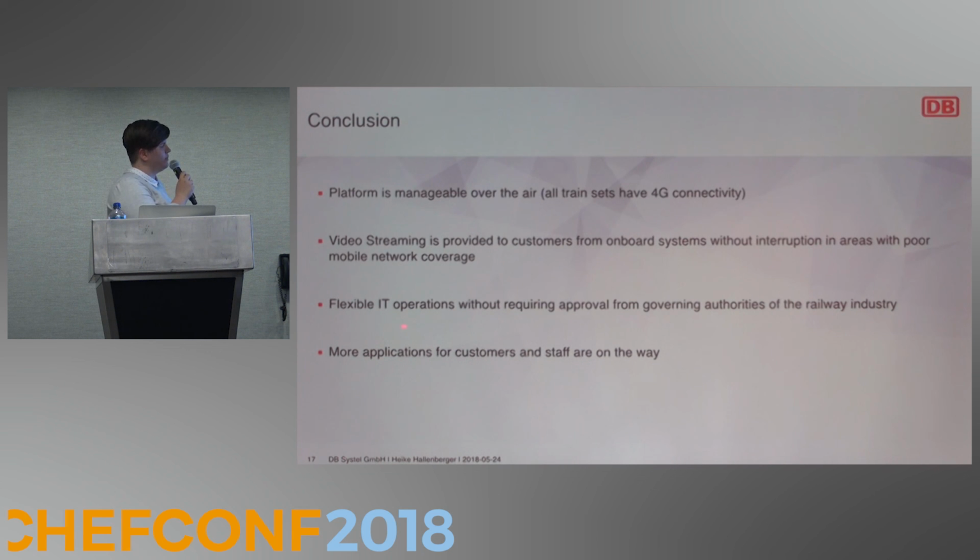And one of the best parts, of course, is we don't need the approval of the railway authorities, because we are not directly connected to the train systems. And so we are really flexible, and what the name of our project says, Flexible Vehicle IT, we finally made it. And there are a lot of applications for customers and also for the train staff on the way.